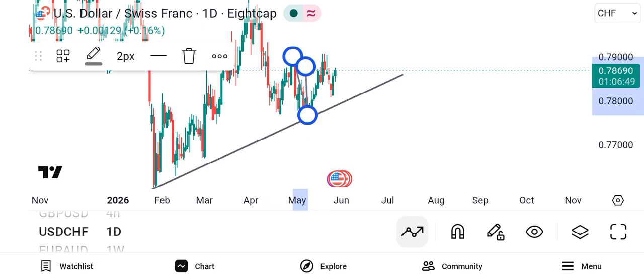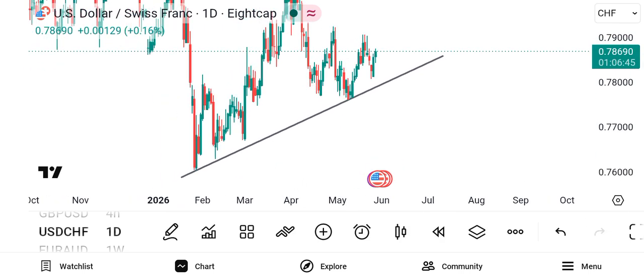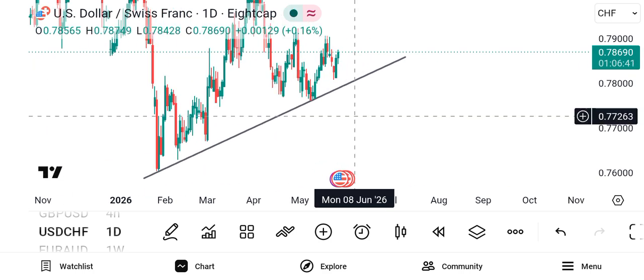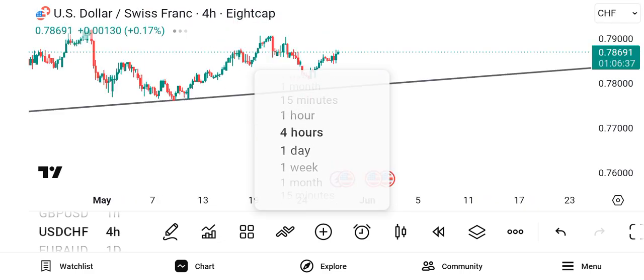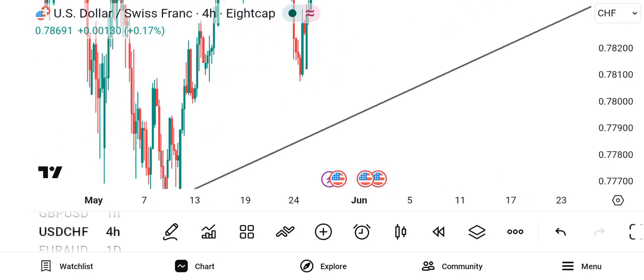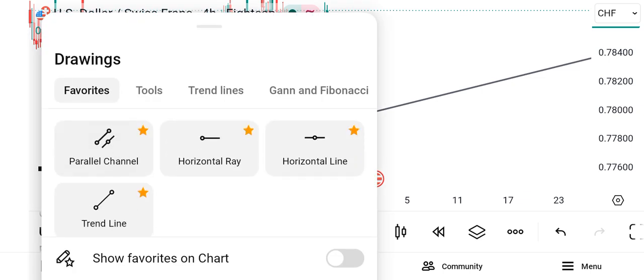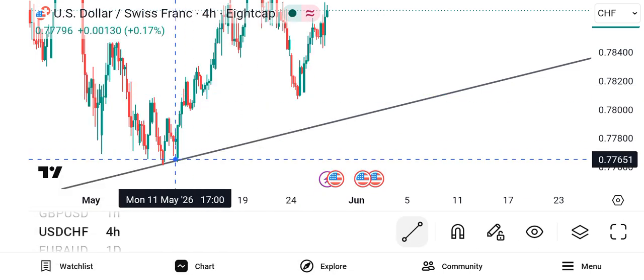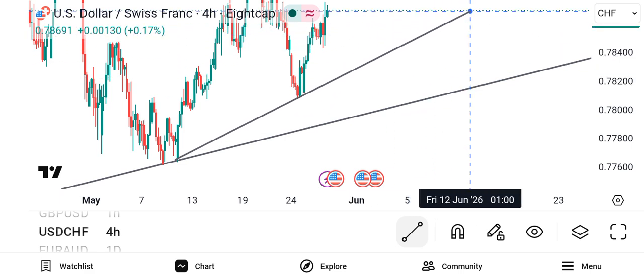So let me quickly highlight some things for you guys. We've gotten our first touch, second touch. Then let's quickly go over to the 4 hour. Let me show you some certain things on the 4 hour. We also had a trend line coming from here. This is a 4 hour trend line. We had our first touch from here, then we also had our second touch.